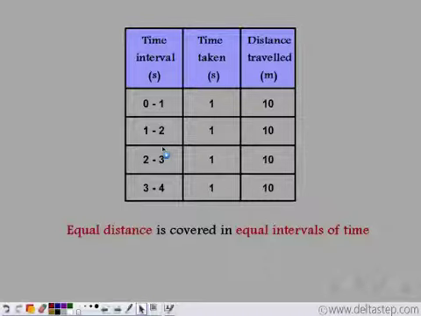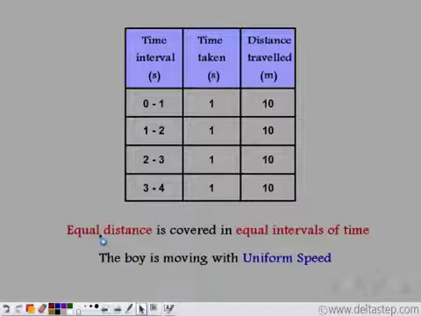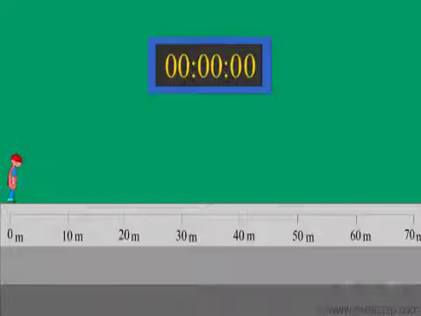We know that distance divided by time gives us the speed. So distance by time is speed. And what can we say for this? That speed in this time interval is equal to the speed in this time interval and the same in this time interval and this time interval. So we conclude that the boy is moving with uniform speed. That is, his speed is not changing while he moves.